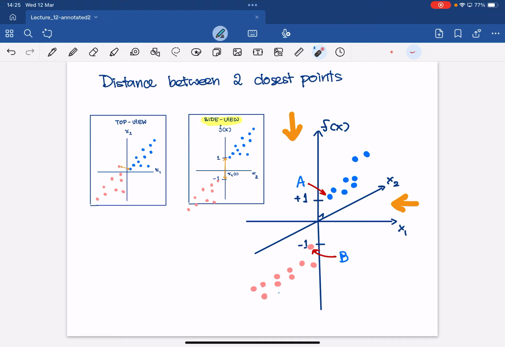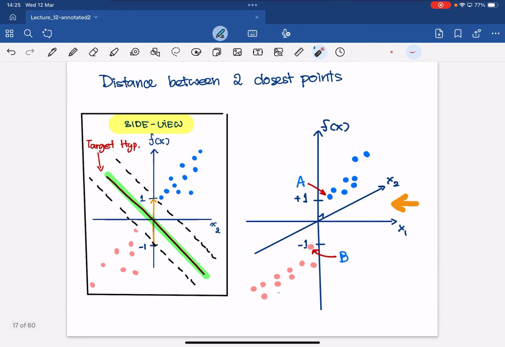So, another question that is probably important is how should we judge the distance between these points? Like if we say these are the two closest points, what is the distance? Actually, if you remember, we have a target hyperplane, that is this one, and we want it to be somewhere in the middle between these two closest points. Therefore, we have to maximize the distance between this target hyperplane and those points, right?